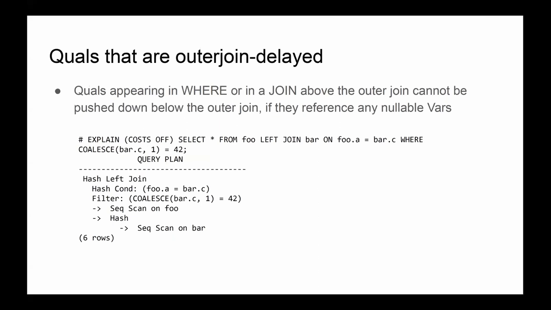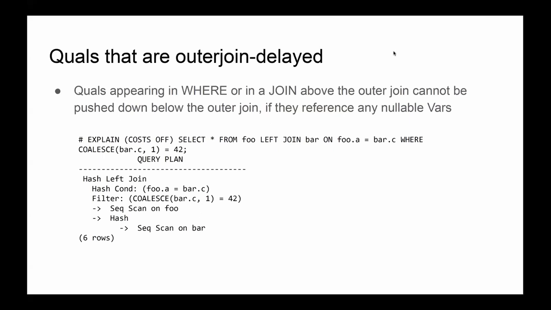And for the second case, let's look at this query. The query is select star from foo left join bar on foo.A equals bar.C, where coalesce(bar.C, 1) equals 42. Okay, it's a left join. And there is a call above this outer join, which is coalesce(bar.C, 1) equals 42. And this call references the nullable var bar.C, right?